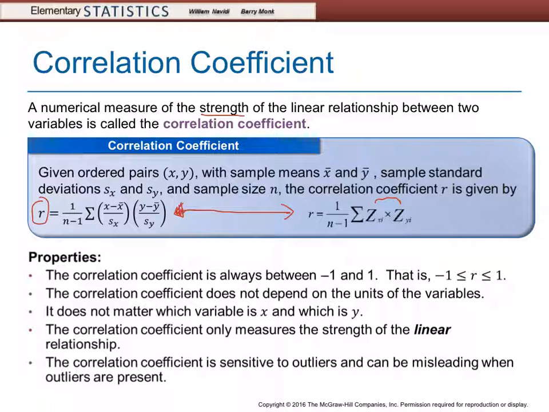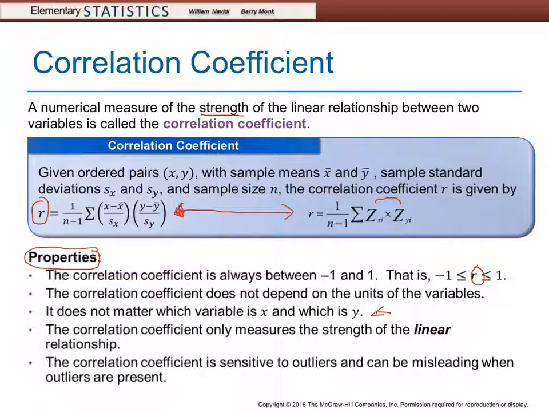So here are the properties for R. The correlation coefficient is always between -1 and 1. That is, R is greater than or equal to -1 and less than or equal to 1. The correlation coefficient does not depend on units of the variable. It does not matter which variable is x and which variable is y. However, when we're doing the interpretation, it does matter which variable is x and which variable is y.